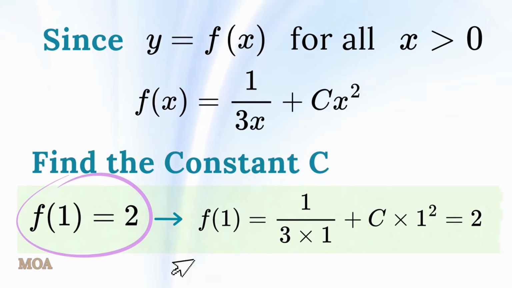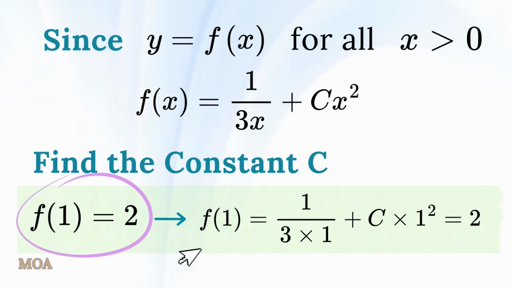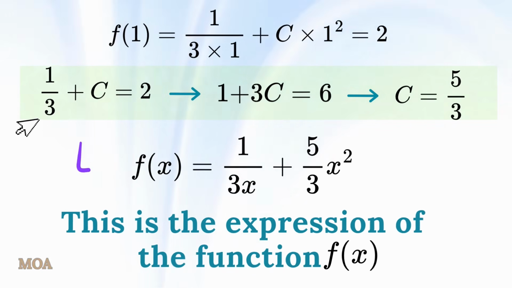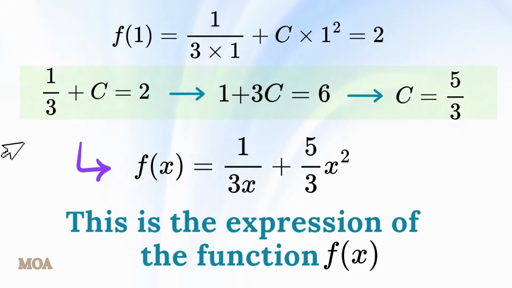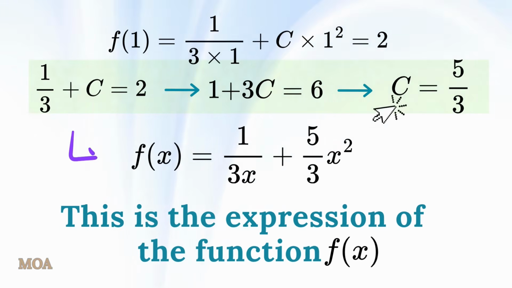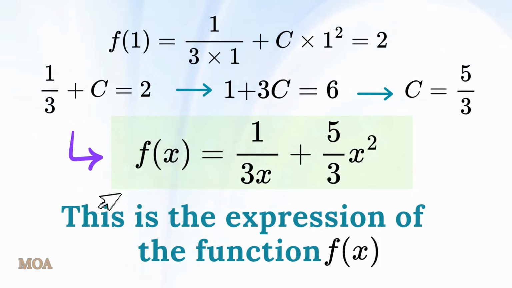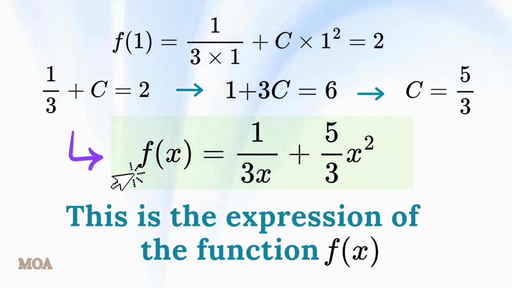Now let us determine the constant c using the initial condition f of 1 equals 2. This allows us to write f of 1 equals the quantity 1 over 3 times 1 plus c times 1 squared equals 2. Namely, 1 over 3 plus c equals 2, which is equivalent to 1 plus 3c equals 6. And this gives c equals 5 over 3. So finally, the expression of the function f of x is f of x equals 1 over 3x plus 5 over 3 times x squared.